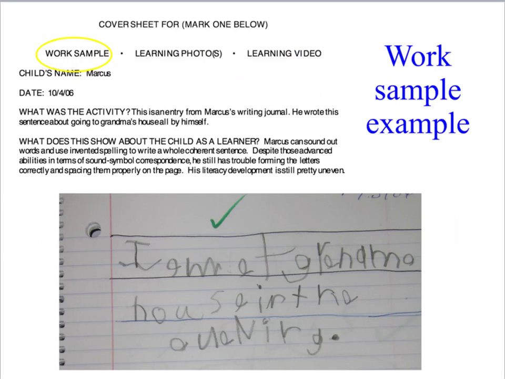So here's a work sample from a kindergartner named Marcus. And this was an entry from his journal. And you can see the documentation up here, name, date, what was the activity, and then what does it show about the student as a learner. So this is a well done work sample.